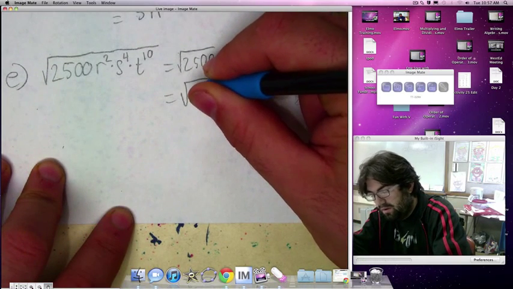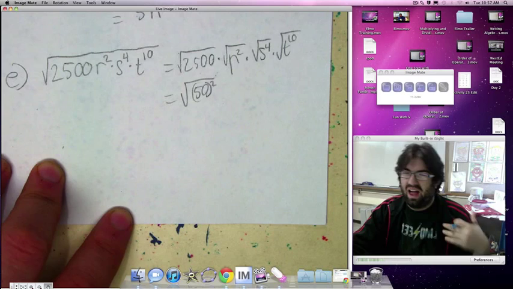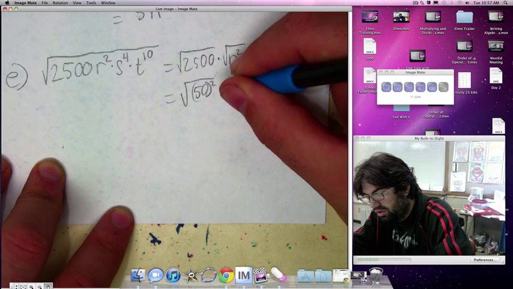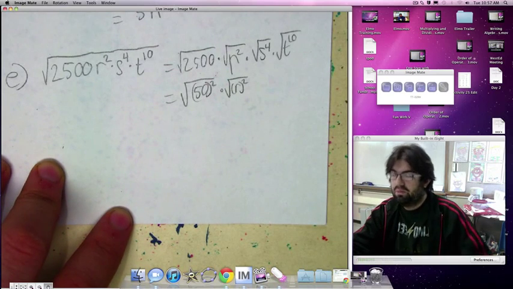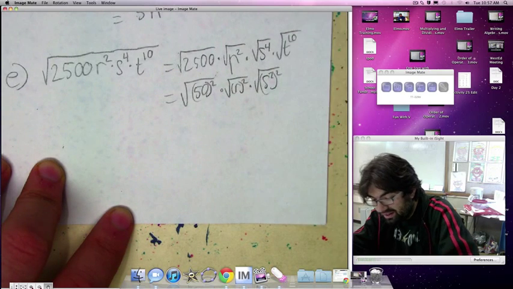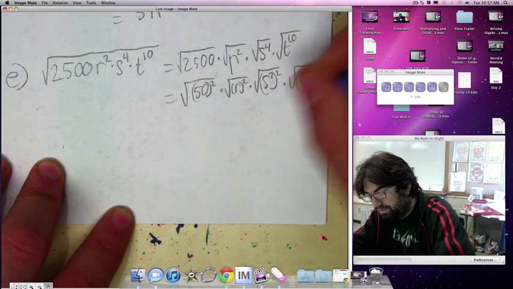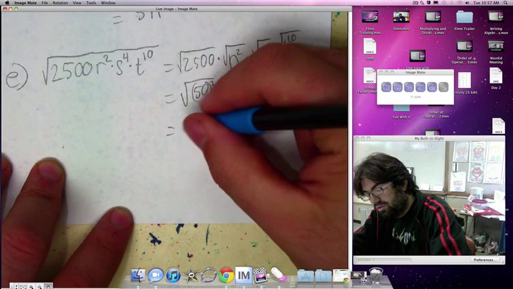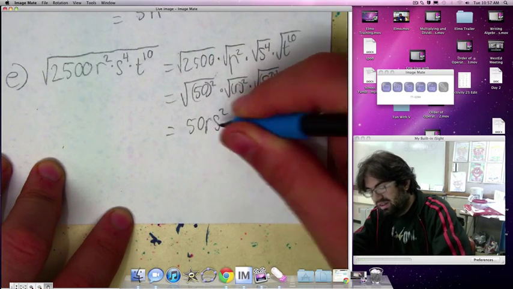This is 50 squared, because I know the square root of 25 is 5, and I know that the square root of 100 is 10. 5 times 10 is 50. This is going to get tricky. You could put r in parentheses, squared. That'd be fine. This is s squared, squared again. This is t to the fifth, squared. See, the first one turns into 50. That turns into r. That turns into s squared. That's t to the fifth.